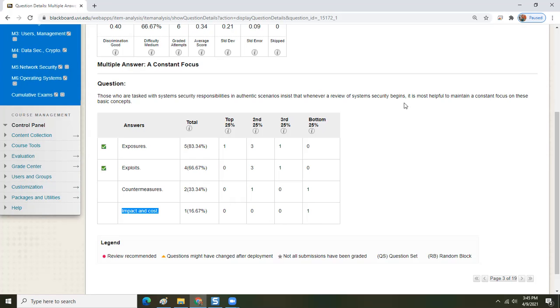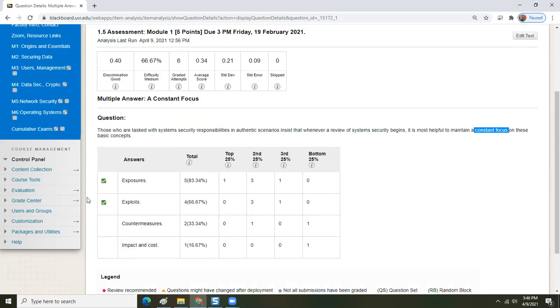The idea here is you're going to be thinking about these things all the time. Constant focus means there's never going to be a time where I look at system security where I'm not first considering, okay, how am I exposed? Okay, are there exploits that will take advantage of that exposure? Pure and simple. Does anyone have any questions about this multiple answer question?